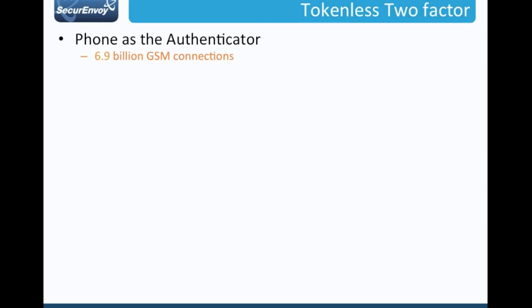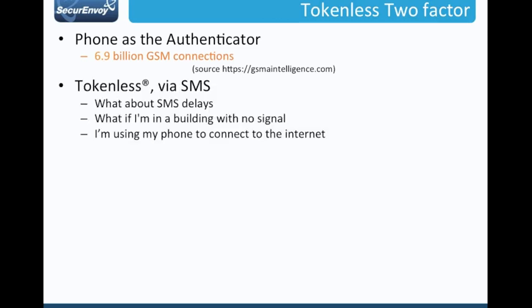So how can SecurEnvoy bring value? Well, we know collectively to date that there are 7.2 billion people in the world, of which there are 6.9 billion GSM connections. So you're more likely to have access to a cell phone than any other electronic device. Now we can leverage that device by using tokenless authentication. So the first way we're going to discuss is SMS.